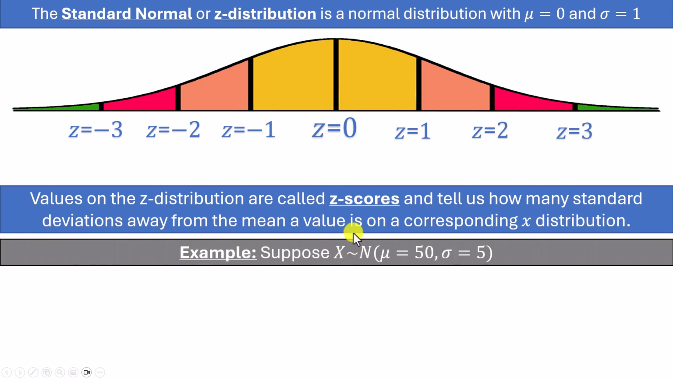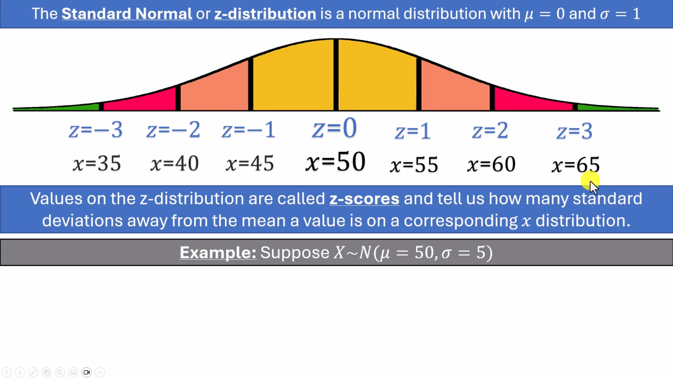Let's say that we have a variable x, which follows a normal distribution with a mean of 50 and a standard deviation of 5. We can put these values on the normal distribution as well. So we have the x value of 50 right down the middle, and then we can increment by the standard deviation as we move towards the right or towards the left. So adding 5 3 times, we have 55, 60, and 65. And subtracting 5 3 times, we have 45, 40, and 35.